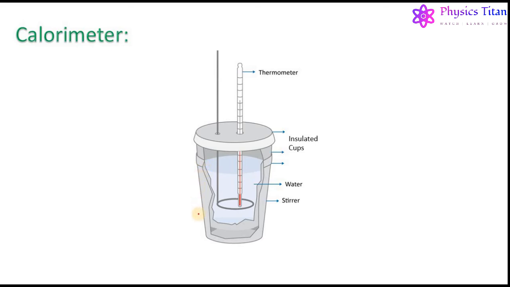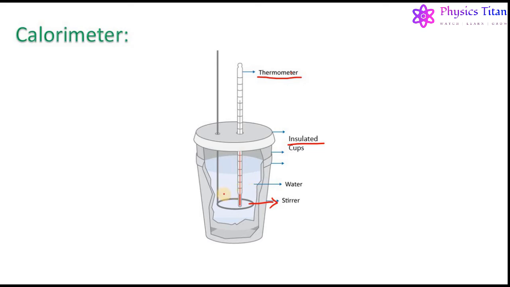Here, this is a typical diagram of a calorimeter. It is basically a type of container in which all the walls are insulated. That is, there is no transfer of heat energy between the surrounding and the liquid in it. It also contains a thermometer and a stirrer which is used to continuously stir the water inside this calorimeter. Now, whenever an object is dipped or placed inside this calorimeter, then there is a transfer of heat energy between the object and the water.